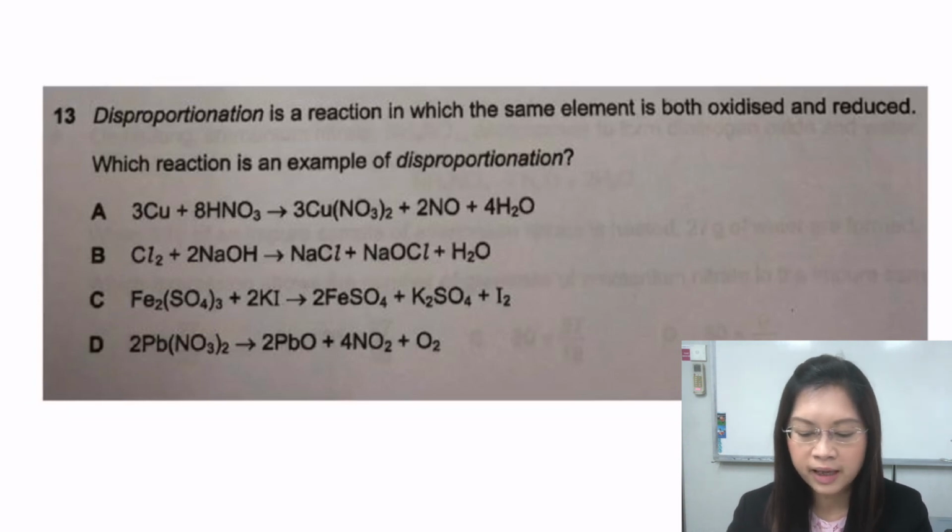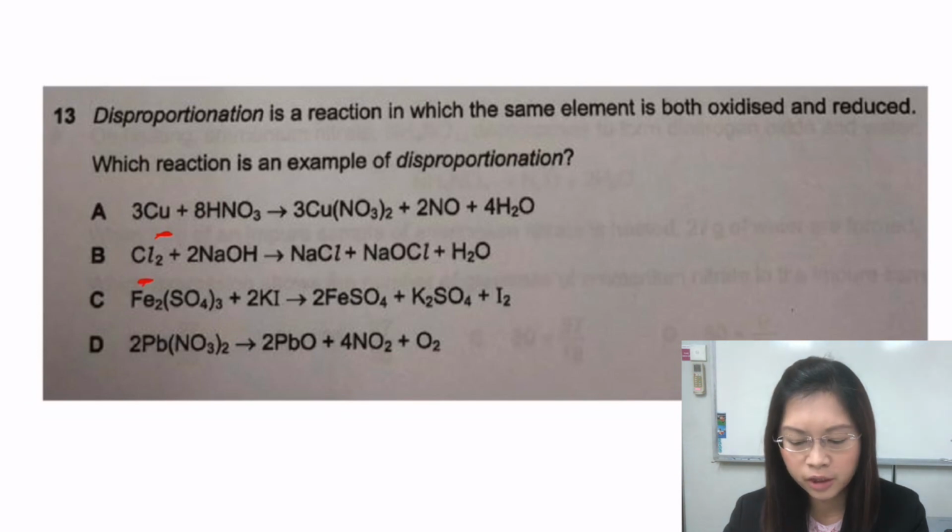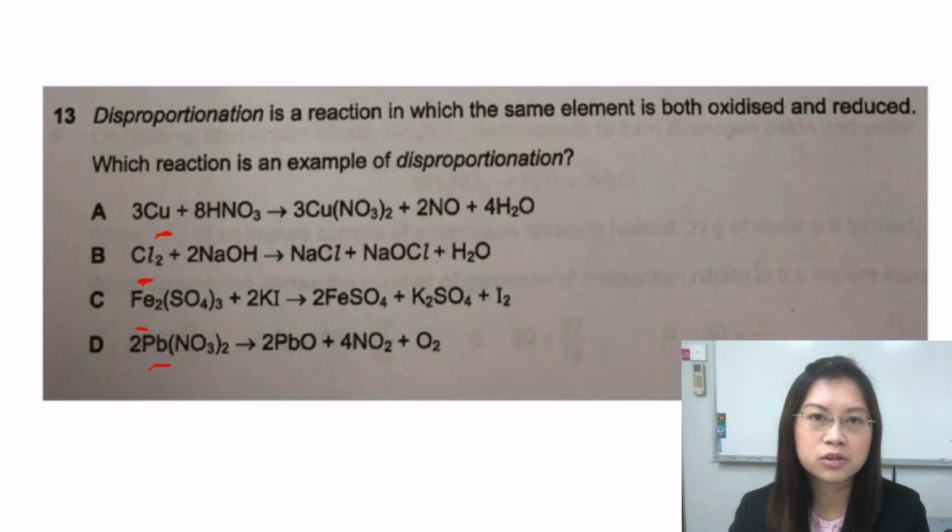Alright, so if you look at options A, B, C, and D, you can see that copper is a transition metal. Chlorine in option B is a non-metal that can also disproportionate. In option C, we have iron, a transition metal, and in option D, we have lead, Pb, also a metal.